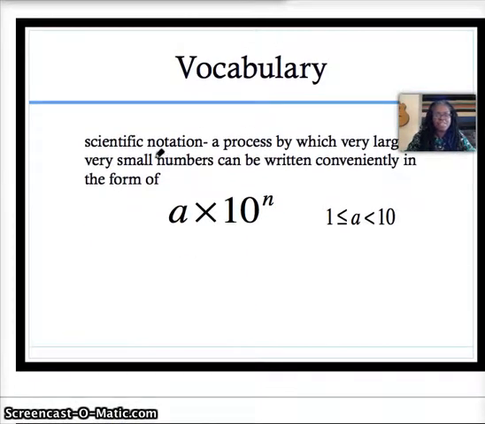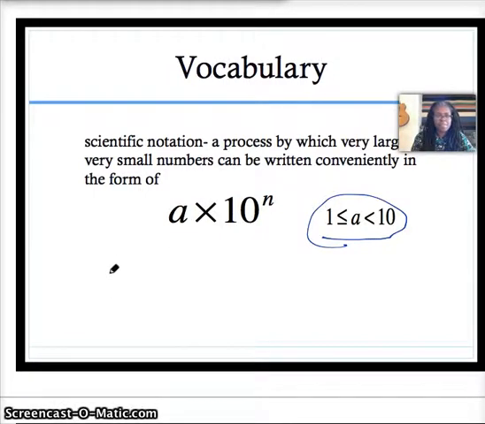And really what scientific notation is, it is a process by which very large and very small numbers can be written conveniently in a form. So when you write numbers that are large or really small, all of them will be written in the same way: some number A, where A is between 1 and 10. So it can be 1, but it cannot be 10. So really it's like between 1 and 9.9, get it right, 1 and 10, but not including 10. So A times 10 to a power.